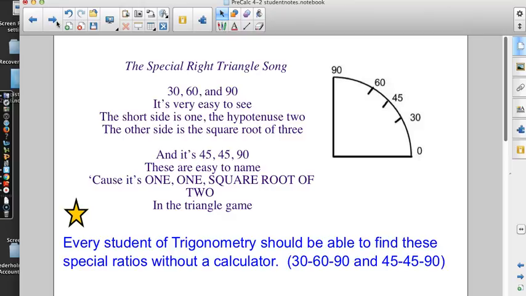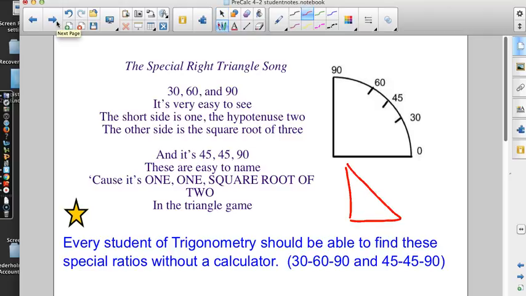Remember the song? Hopefully you do. Some of you probably had a geometry teacher that didn't sing. But singing helps you remember the 30, 60, 90, and 45, 45, 90 triangles. So 30, 60, and 90, it's very easy to see. The short side is 1, the hypotenuse 2. The other side is the square root of 3, and it's 45, 45, 90. These are easy to name, for it's 1, 1, square root of 2 in the triangle game. Yeah. You remember them. It just works. It does. Through a song.